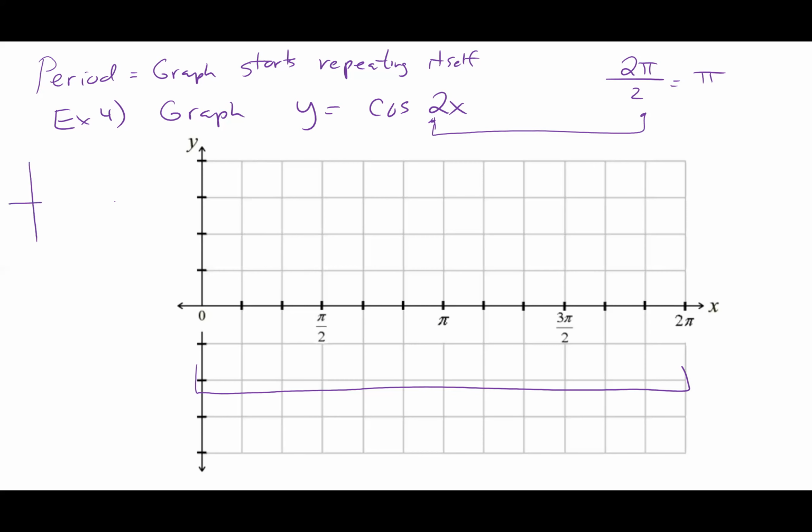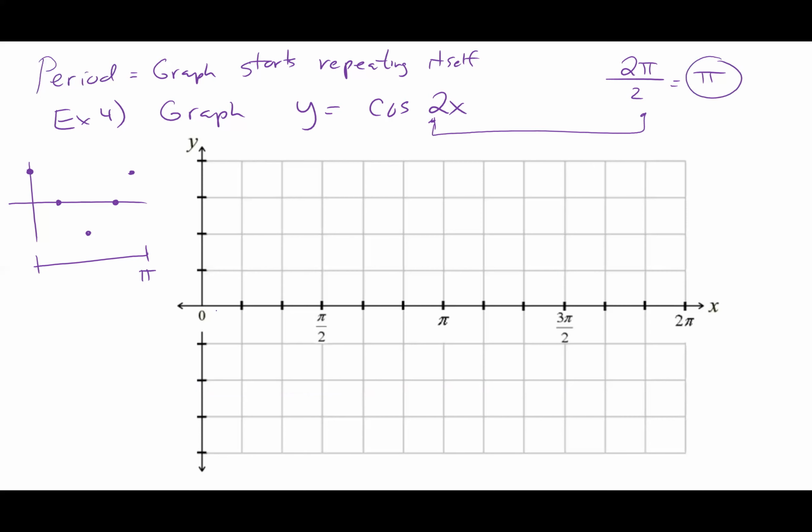Cosine starts off at a high number, hits 0, goes down to negative, goes up to 0, goes up to the high number again. This we have to do now, instead of in 2 pi, in pi. So from here to here, it has to be a pi. So we erase this stuff here. And we say to ourselves, okay, this is the only change for cosine. Cosine's only change is the fact that now we have to do everything in terms of pi.